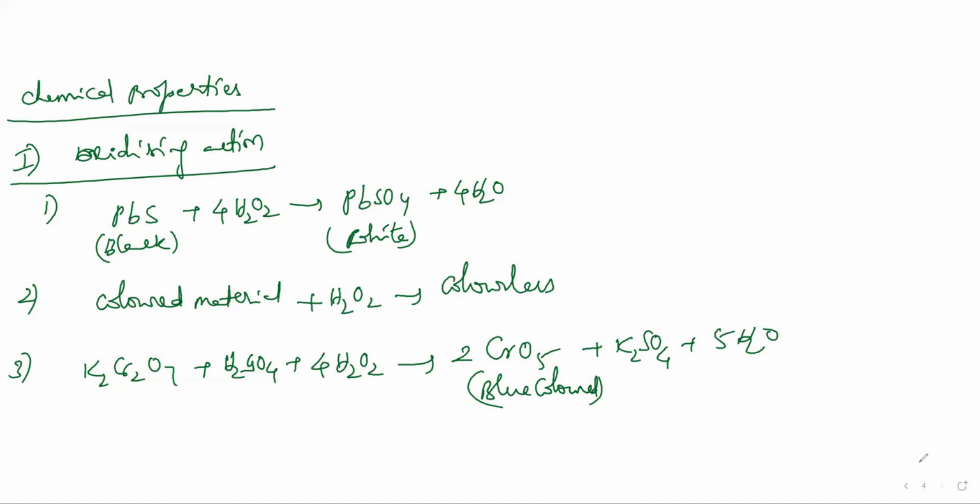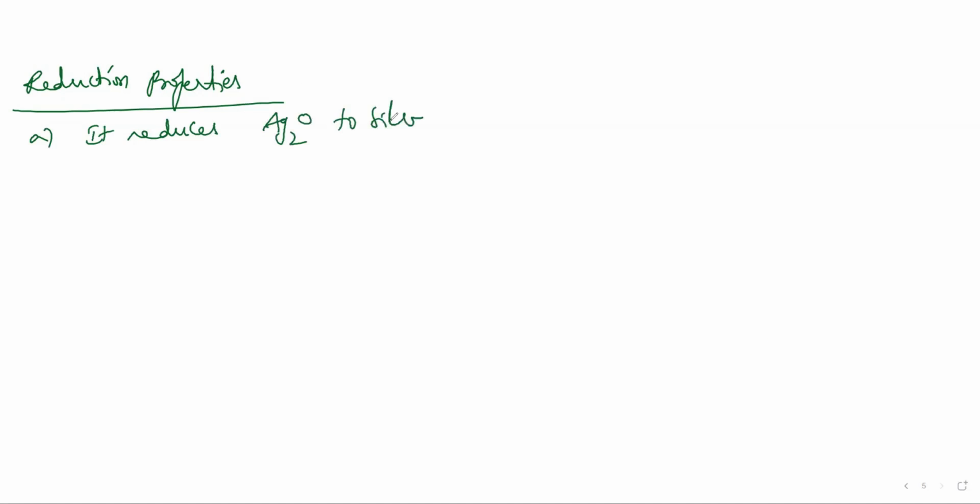Next, let us see reduction properties. So what are reduction properties? Okay, let's see one by one. First one, it reduces Ag2O to silver. How? Ag2O, when it is treated with H2O2, gives 2Ag plus H2O plus O2. Right. So this is reduction.